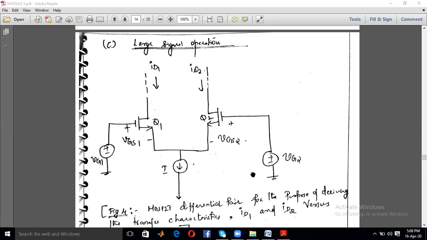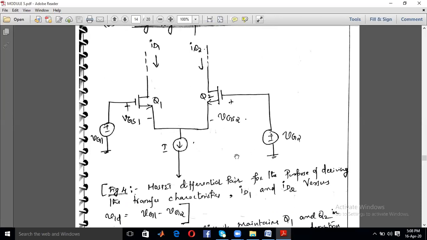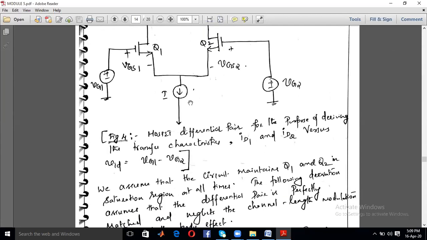So here you have given two inputs, VG1 and VG2, to the differential amplifier for amplification. You know the working of the differential amplifier: it amplifies the difference between the two inputs, that is VG1 minus VG2. This difference between the two inputs is nothing but your VID. In this large signal operation, we are trying to derive the transfer characteristics, which means how the current varies with respect to the input voltage.